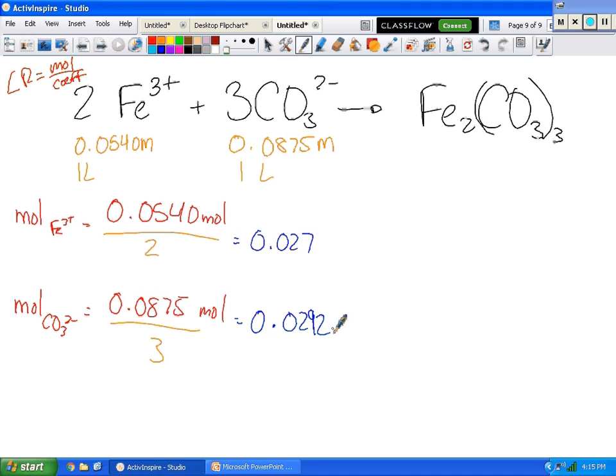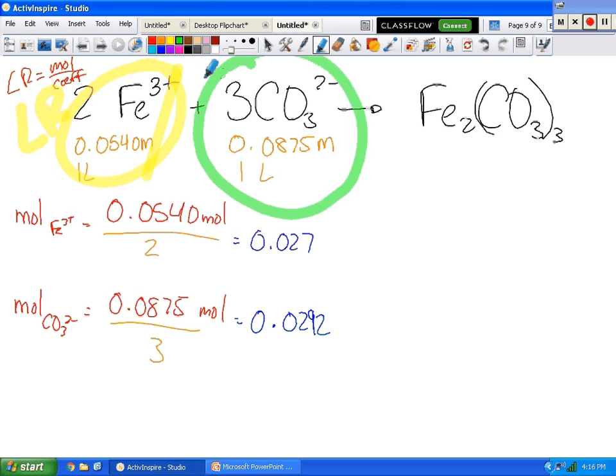Exactly. Okay? So, it's close, but which one's the least? Okay? So that tells me that this is my LR, and that tells me what about carbonate? This is your ER. So you just answered part 1 and 2, because 1 was what is the limiting reactant, 2, what is the excess reactant. All right, what's wrong?